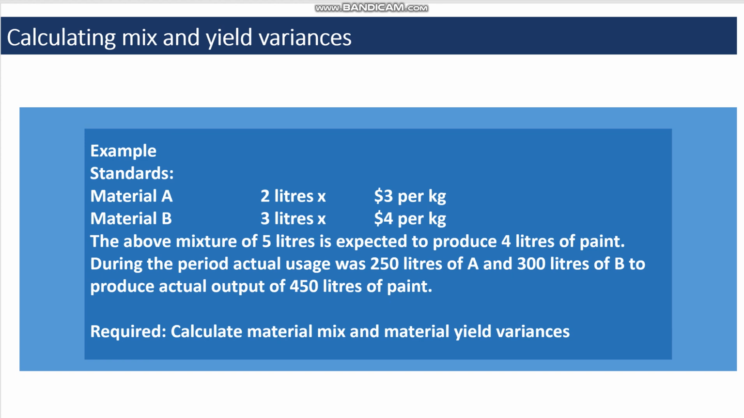I think, yes, you are very mathematical and your brains are telling you that the loss in this process is about 20%. During the period, actual usage was 250 liters of A and 300 liters of B to produce actual output of 450 liters of paint. So you can take a screenshot while you are listening here before I start calculating the material mix and yield variances. With the help of that screenshot, you will be able to notice all the numbers and how I build the pro forma. So let's start, shall we?